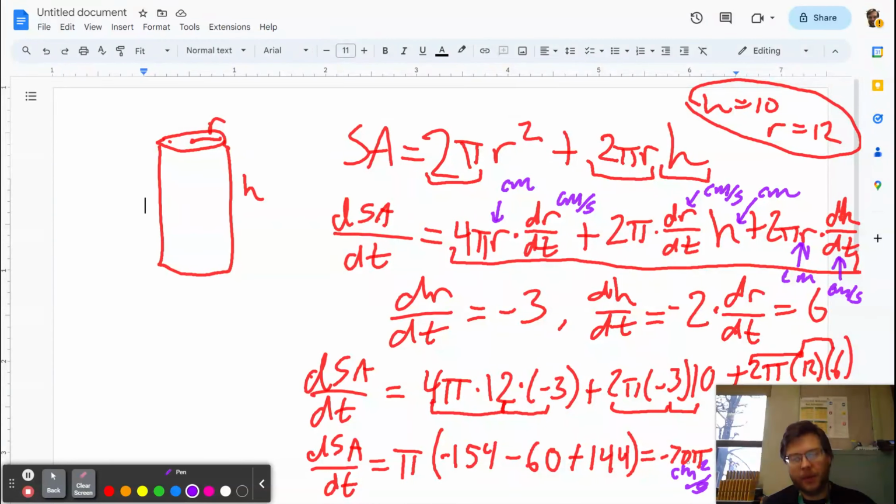That might help you remember to do things like the product rule or to do the chain rule where you multiply by dr/dt, because doing that makes your units land on the appropriate values.